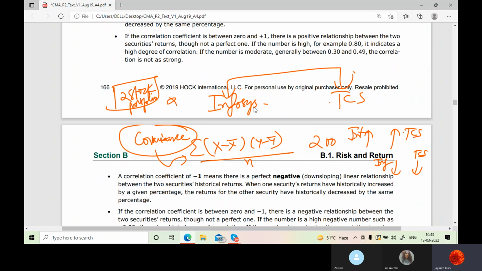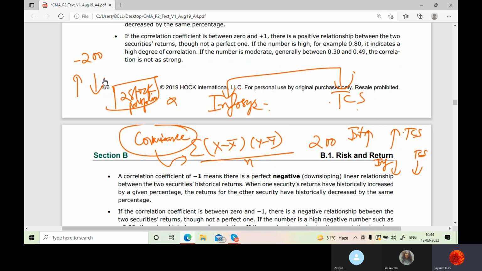That means if there is any impact on one, the impact is also seen in the other, because those are very closely related. Those are similar kinds of businesses in a similar industry, and they perform almost the same kind of business. So that is what covariance tells. But if I get a number of minus 200, it tells that if Infosys goes up, TCS will go down. So they are in negative directions. They are not going in the same direction, they are going in opposite directions.